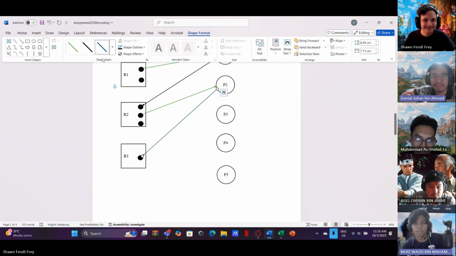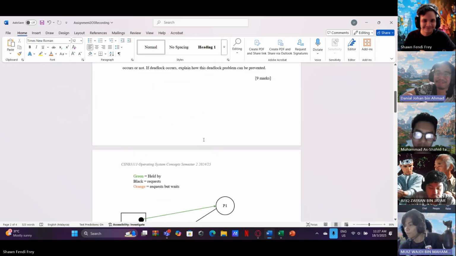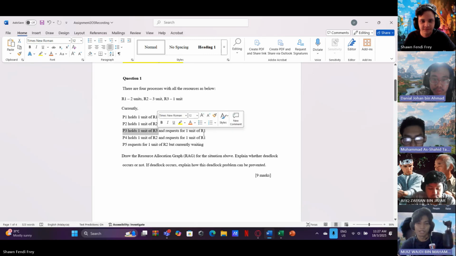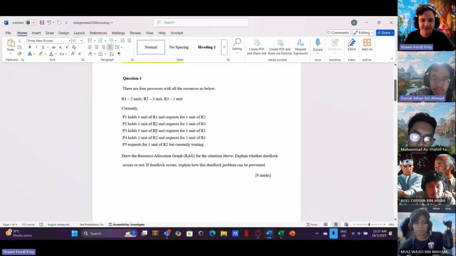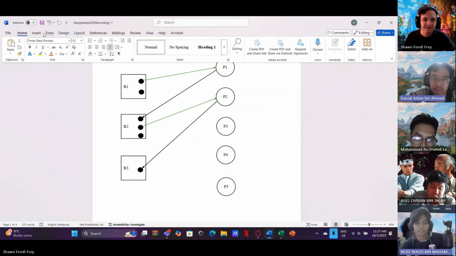I love black. Okay. And next, P3 holds 1 unit of R3, meaning R3 to P3, using the green arrow.